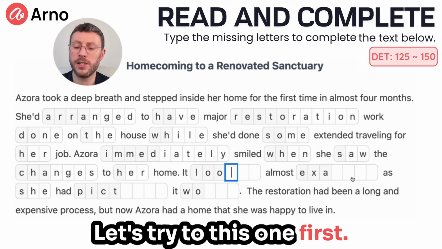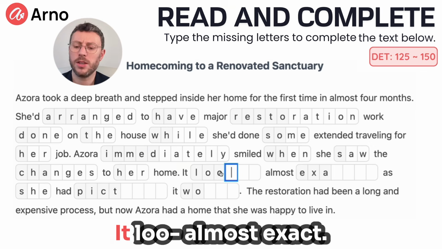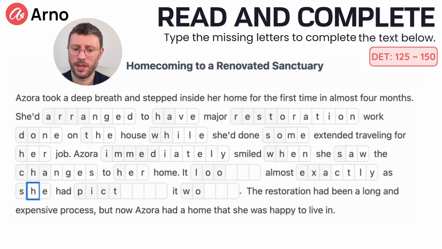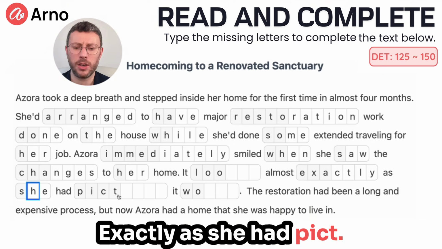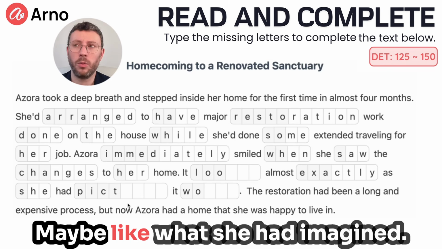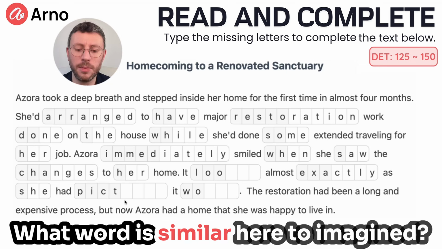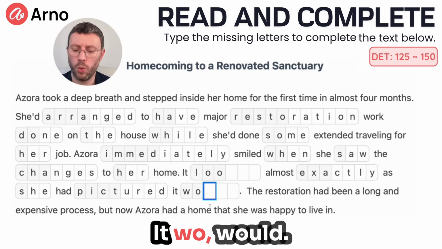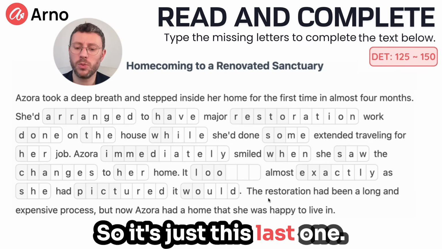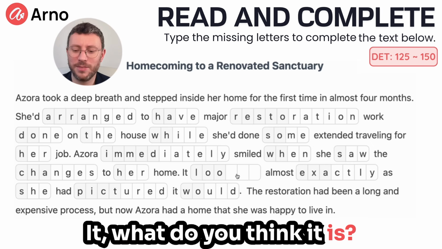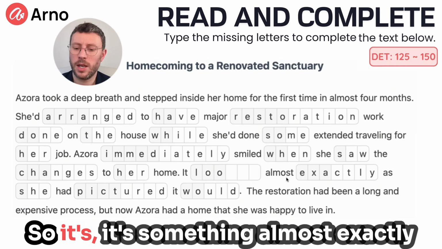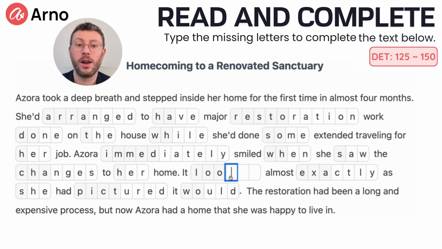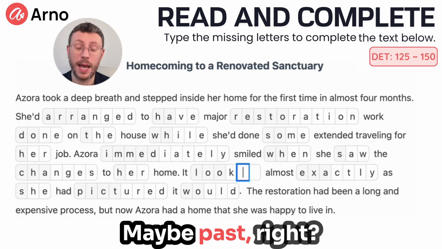Okay, let's try this one first. If we don't know, let's do the other one. Almost exactly. I think that's easy. Exactly. Okay, exactly as she had picked. Maybe like what she had imagined. What word is similar here to imagined? Well done. Pictured. It would. So it's just this last one. What do you think it is? So it's something almost exactly as she had pictured it would. Look, maybe past, right? Looked.